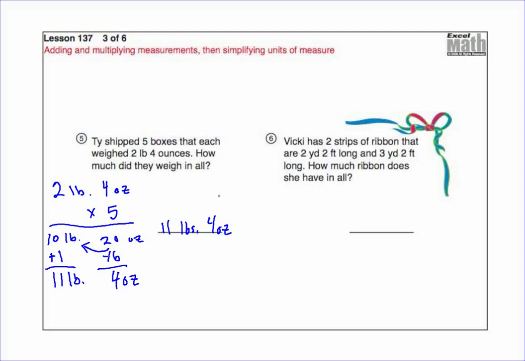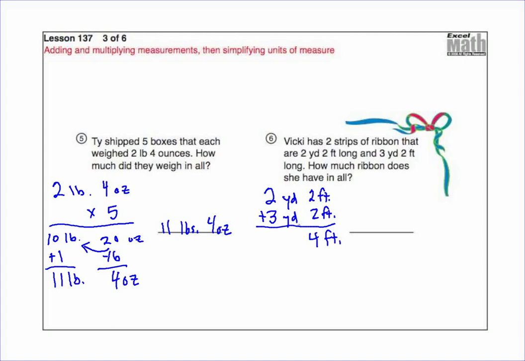Vicky has 2 strips of ribbon that are 2 yards, 2 feet long, and 3 yards, 2 feet long. How much ribbon does she have in all? What you should have done is put these two together. You have 2 yards, 2 feet, and you should keep your labels in your show work so that we don't just have a 22 right there. That wouldn't make much sense. 3 yards, 2 feet. When I add them up, because I'm combining these two together, I get 4 feet here.